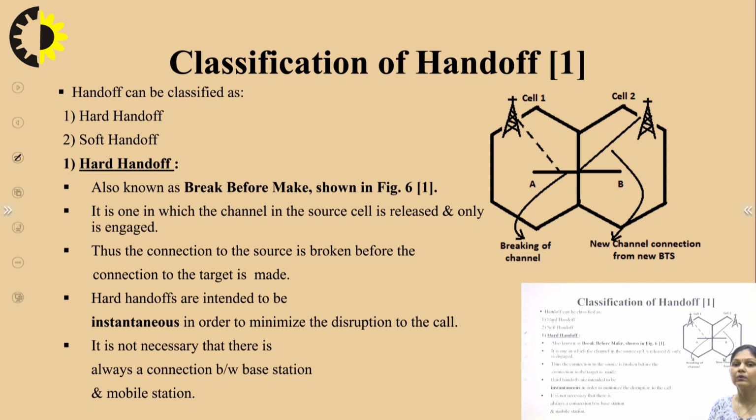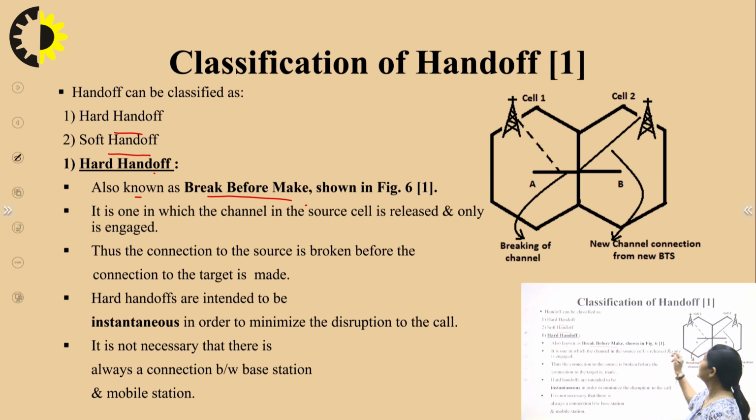Now we will talk about another type of classification of handoff, that is on the basis of the making and breaking of connection. That is hard handoff and soft handoff: how the connection is made and how the connection is broken. So hard handoff is also known as break before make. Do remember this thing. Hard handoff means you first break the connection and then make the connection.